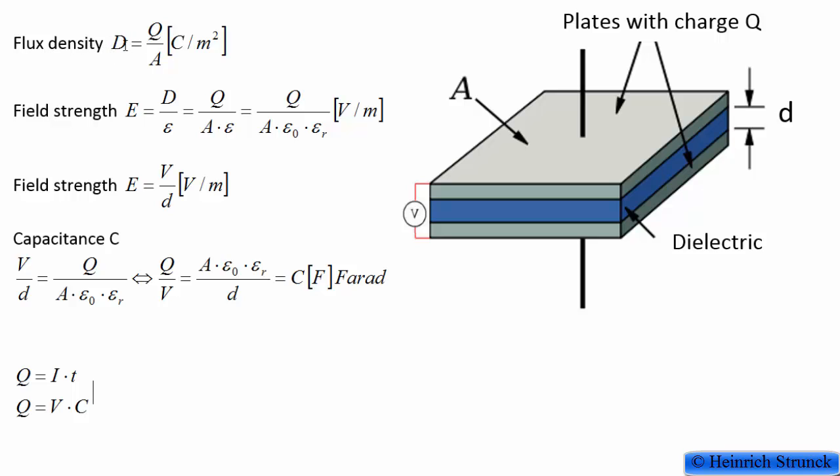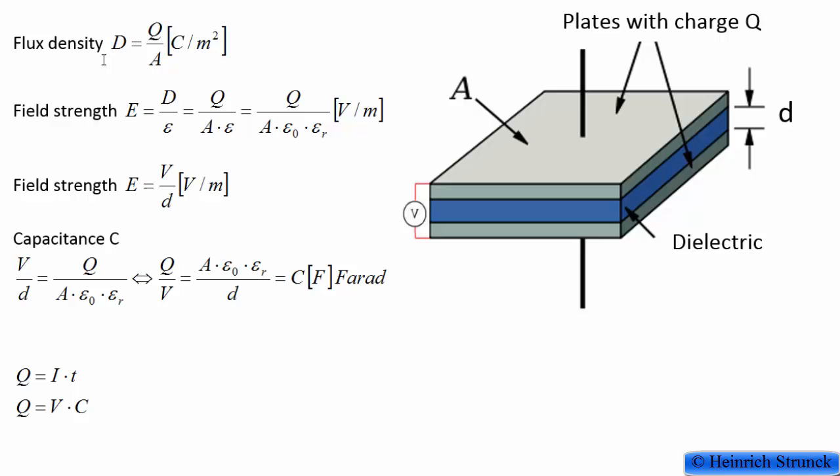It has the letter D, and it is a relationship between the charge of the capacitor and the area of the plate. And the unit is coulomb per square meter. We also have to talk about field strength, the electrical field strength. It has the symbol E, and it is the flux density divided by the dielectric.